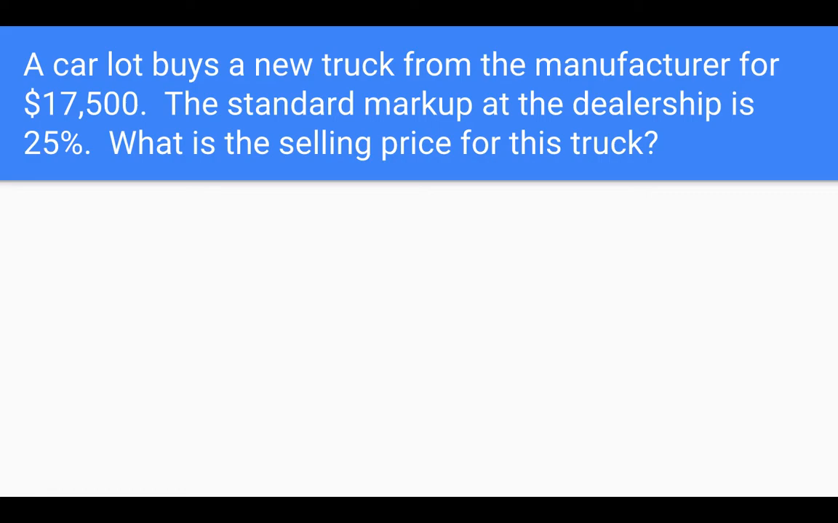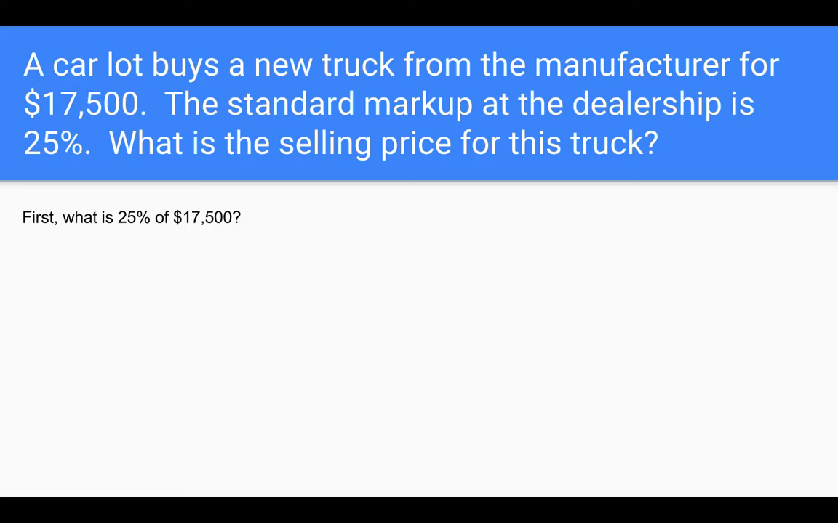So how do we calculate what markup should be added in order to make a certain amount of profit? Here's an example. A car lot buys a new truck from the manufacturer for $17,500. The standard markup at the dealership is 25%. So what is the selling price for this truck? First, we need to know what is 25% of $17,500.